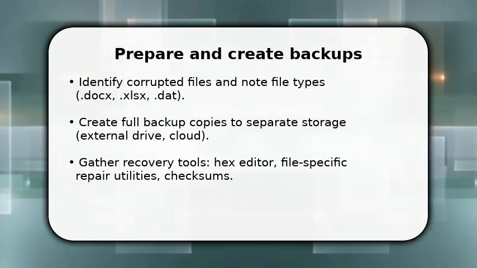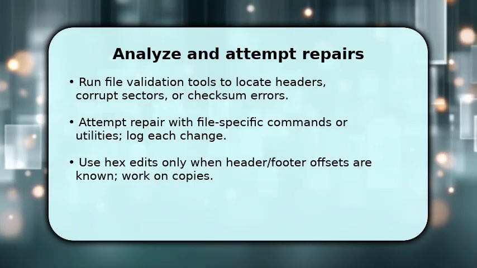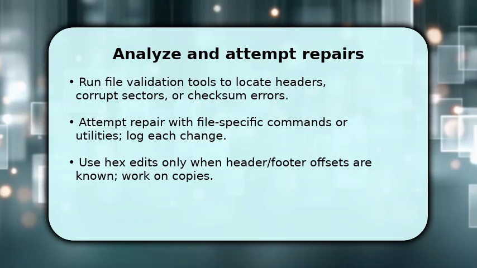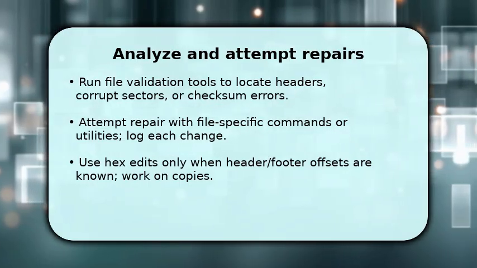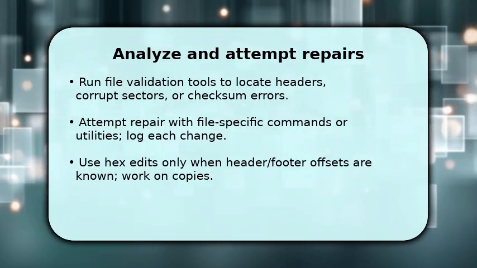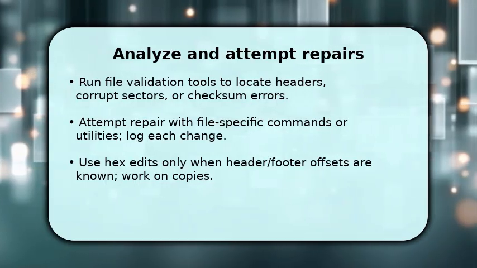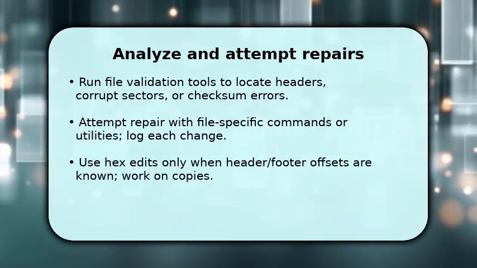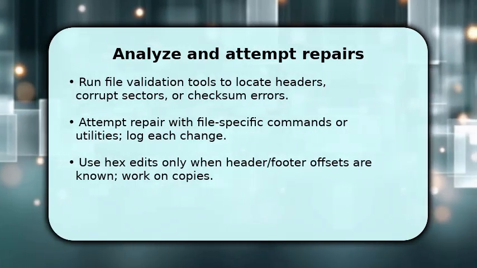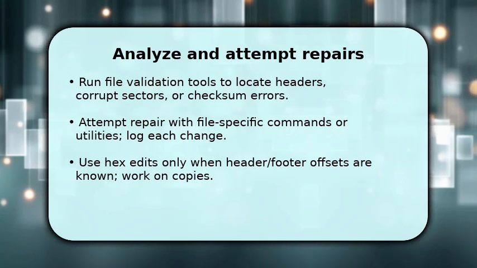You now analyze the copies to find structural damage. Run validation tools to reveal missing headers, broken metadata, or checksum mismatches. If the file type has built-in recovery, office formats, databases, use that first because it preserves more content. Make incremental repairs and keep a change log so you can roll back. For deeper fixes, restore header templates or reconstitute missing blocks via hex edits. Make sure to test after each step so you know which action restored integrity and why it worked.